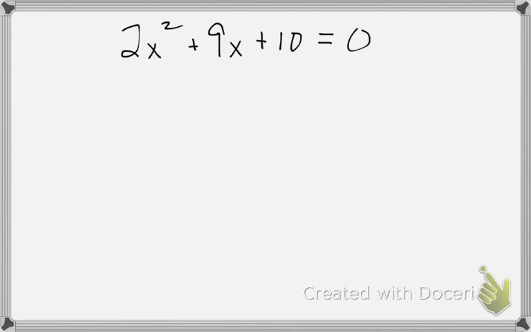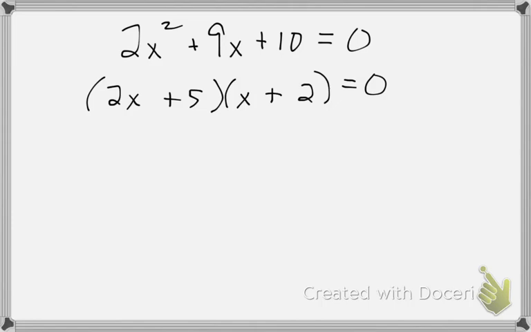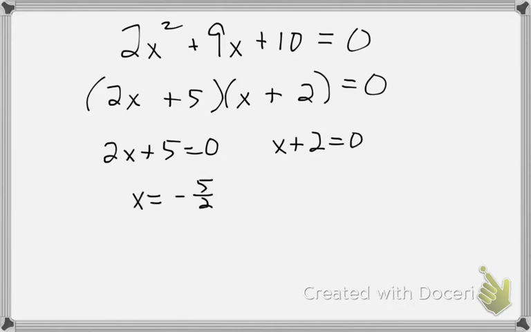To solve 2x squared plus 9x plus 10 equals 0, we could factor. I got 2x and x. I got 5 and 2. If my outer is positive 4 and my inner is positive 5, that gets me to 9. You guys agree? Then break it down: 2x plus 5 equals 0, x plus 2 equals 0. So we get x equals negative 5/2, or x equals negative 2.